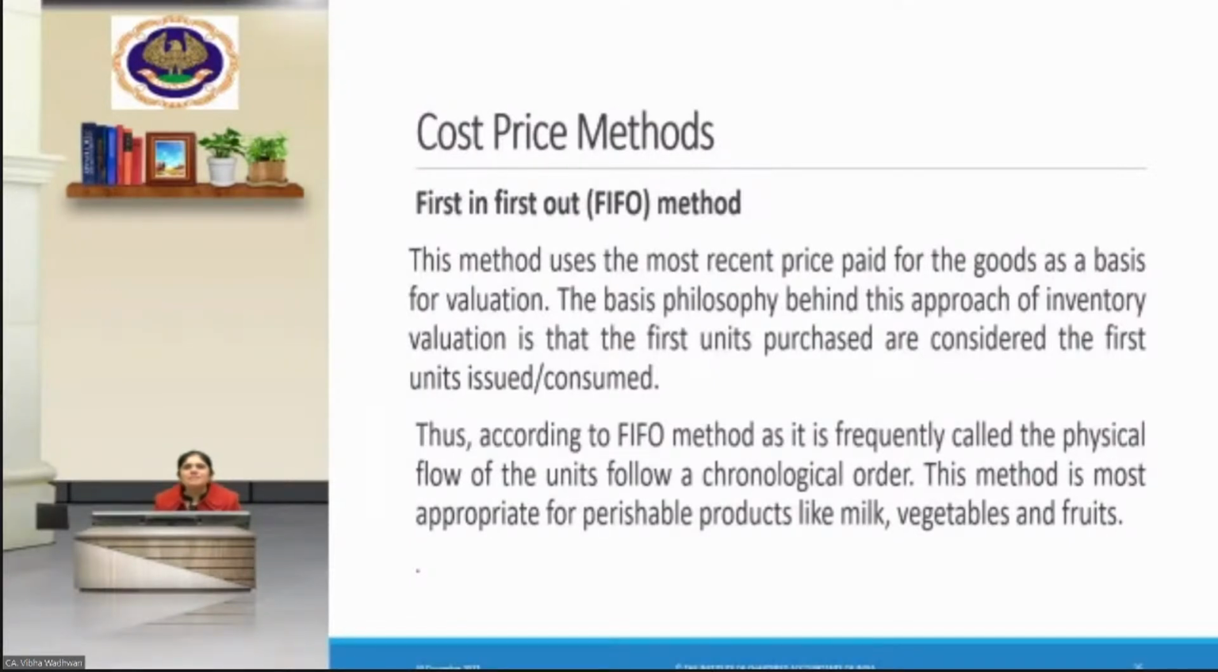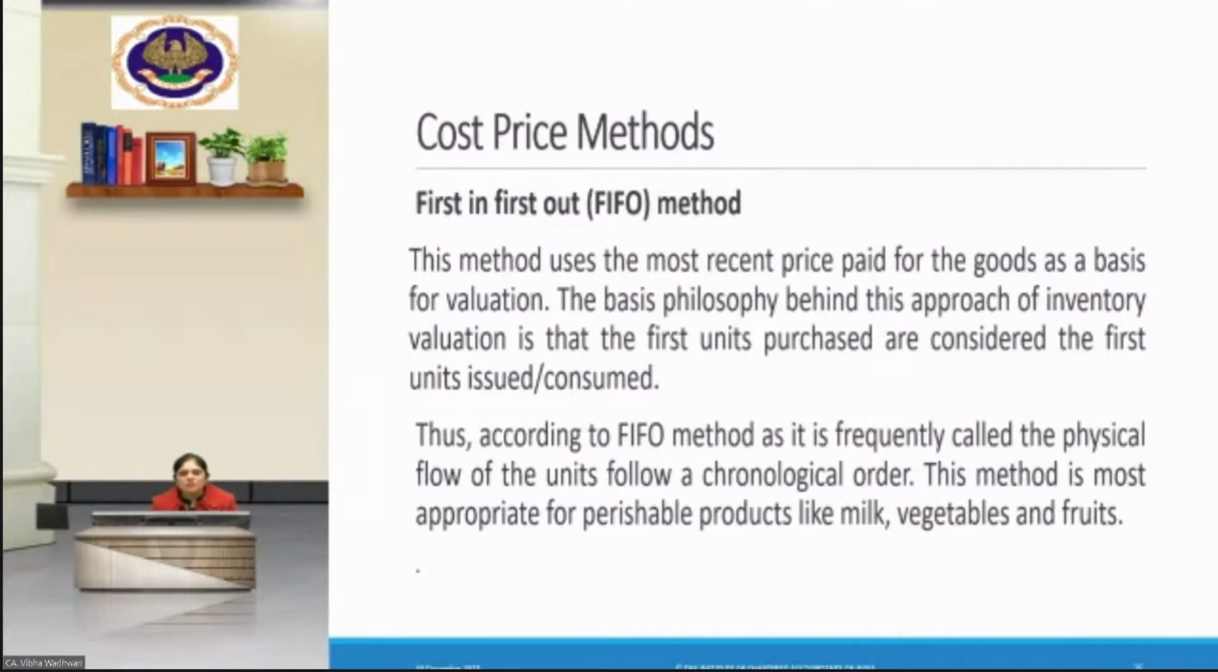So that means the latest stock will be left for closing stock and it will be valued at the latest price. Clear? So we'll be understanding once we do the question also. This method uses the most recent price paid for the goods. Recent means the latest purchase as a basis for valuation of closing stock. So stock will be valued at the latest purchase price because the oldest purchases will be issued for production and the last purchase will be left for the closing stock.